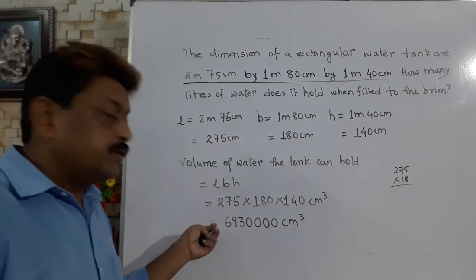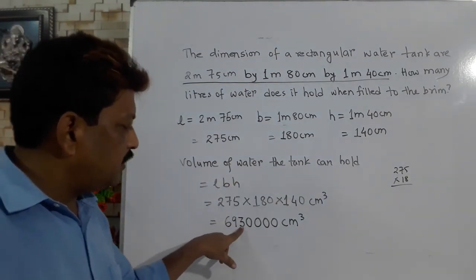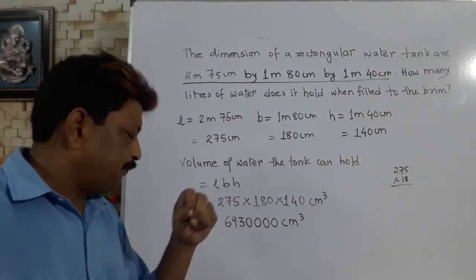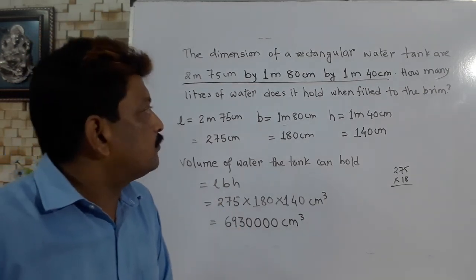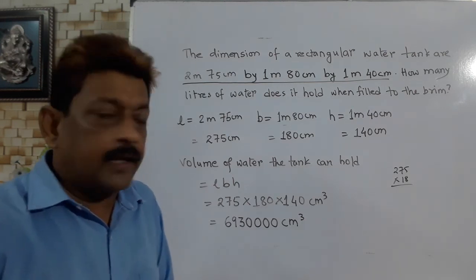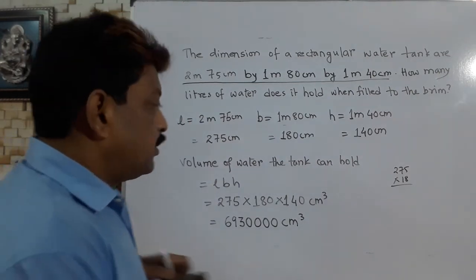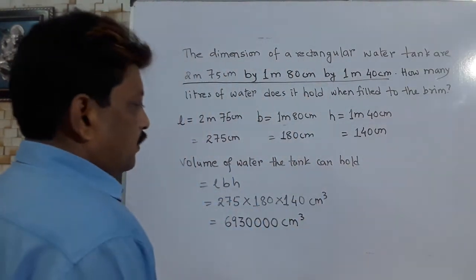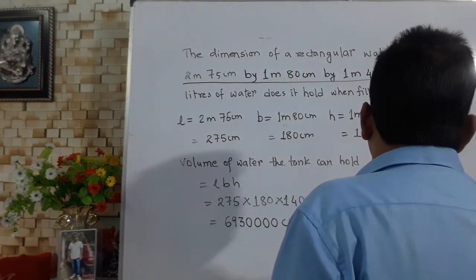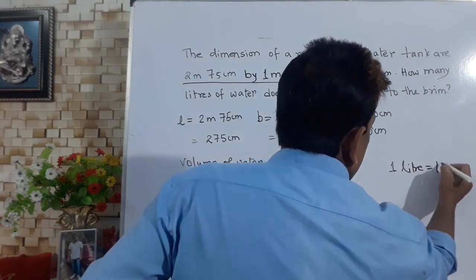Okay, so we have to calculate this. Therefore by calculation I have got the volume of water as 6930000 centimeter cube. Okay, now the capacity of liquid is generally measured in liter, and it is given in the question also to find how many liter. So there is a relation between liter and centimeter cube. Liter is also the unit of volume of liquid. So 1 liter is equal to 1000 centimeter cube.